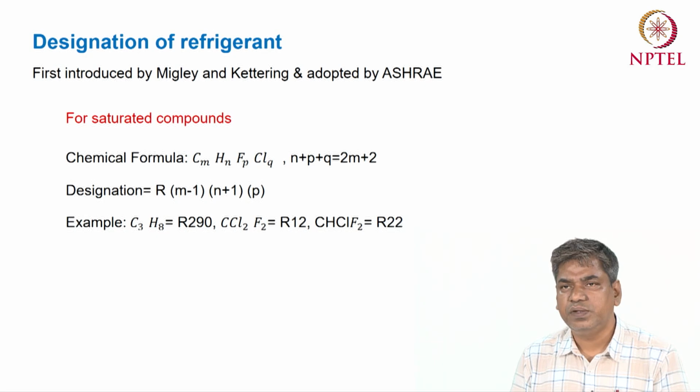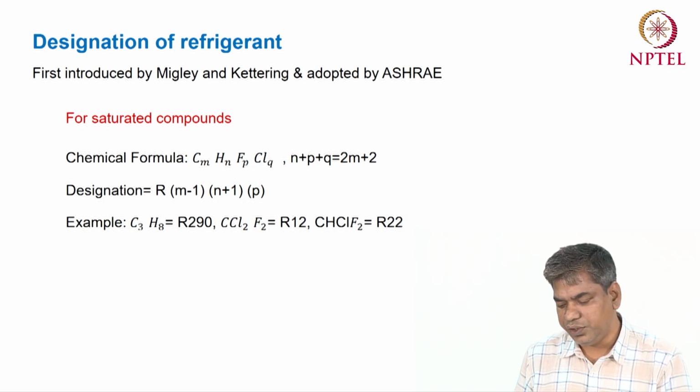Similarly, the third one, take CHClF2. For this case m is equal to 1, so 1 minus 1 is 0, then n plus 1 is 2, and p is equal to 2. So that is R022, which is called R22.